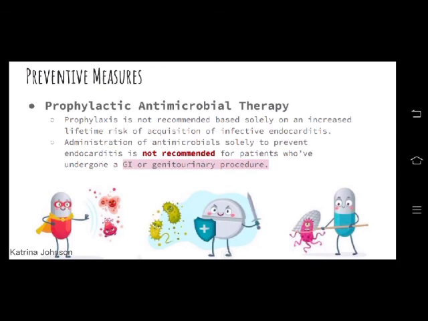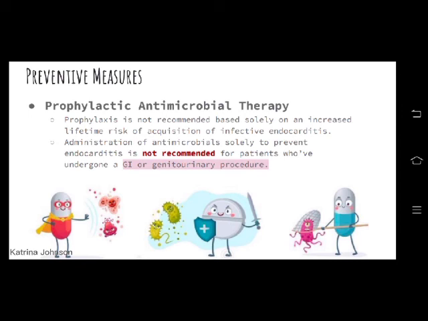And continuing the AHA guidelines, the third one would be prophylaxis is not recommended based solely on an increased lifetime risk of acquisition of infective endocarditis. So you can't give a patient prophylactic antimicrobial therapy just because you think that they're probably going to get it sometime in their lifetime. That's not how that works. And lastly, the administration of antimicrobials solely to prevent infective endocarditis is not recommended for patients who have undergone a gastrointestinal or genitourinary procedure.